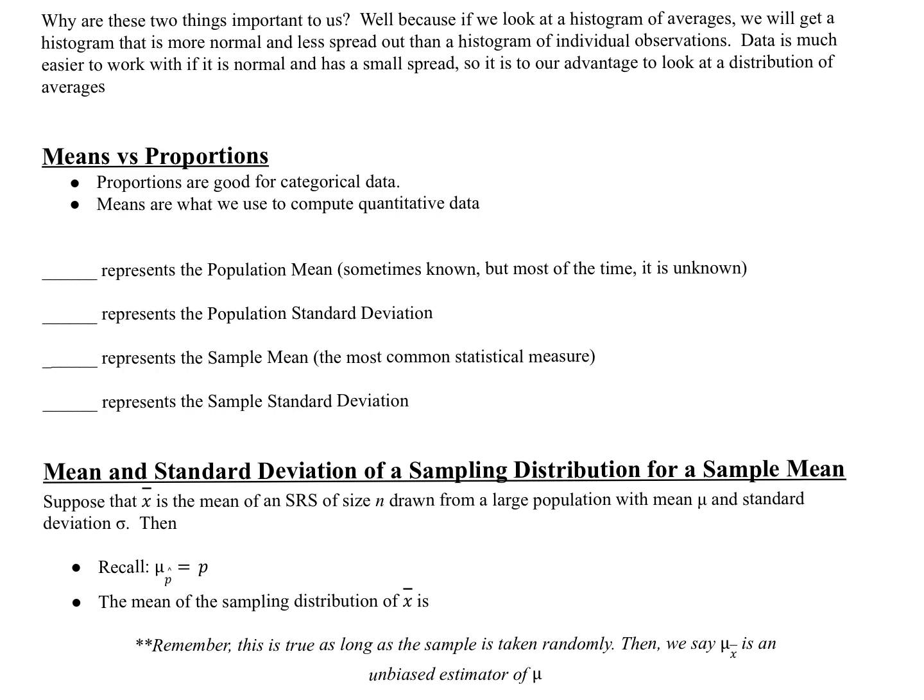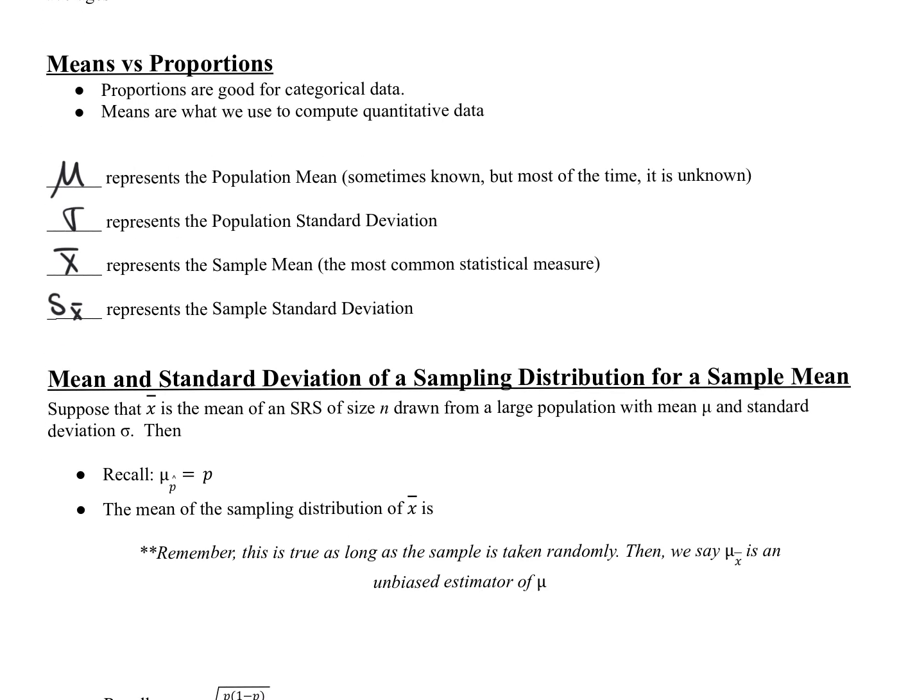So let's go over a couple of the terms. We're going to use mu to represent our population mean. Sometimes we'll know it, but most of the time it's unknown, very similar to our proportion parameter. We'll use sigma to represent our population standard deviation. We use x bar to represent our sample mean, which is our most common statistical measure, and then s sub x to represent our sample standard deviation. So we have used all four of these before in previous chapters, so we're just reviewing them now.